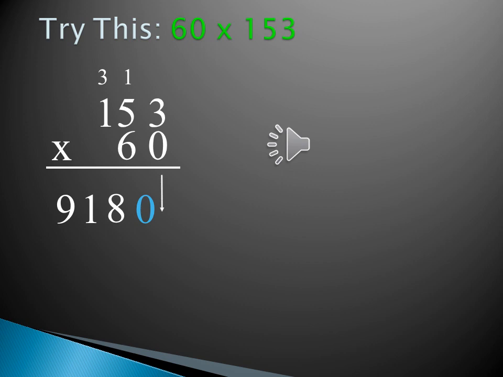Then let's repeat multiplying 6 by 1. 6 by 1, 6 plus 3 equals 9. My answer, 9,180.